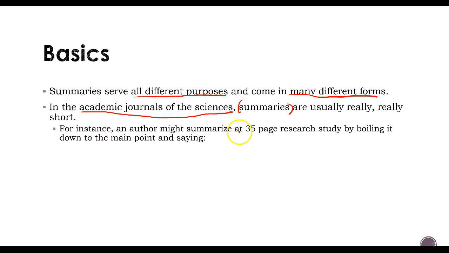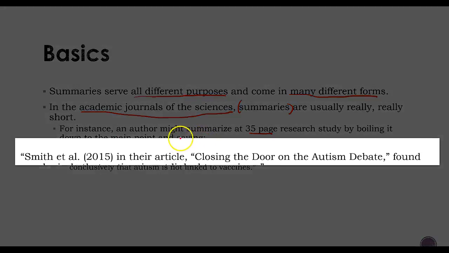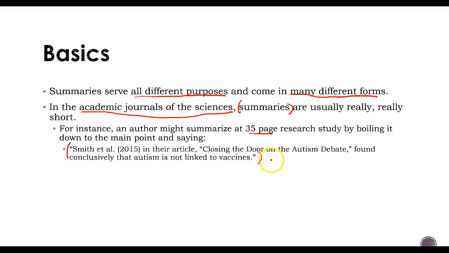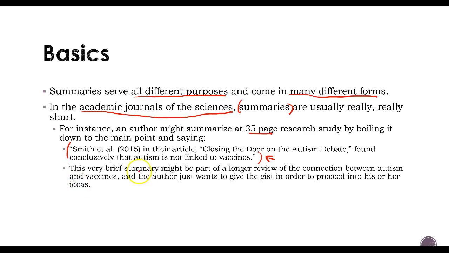For instance, an author might summarize a 35-page research study by boiling it down to the main point and just saying, Smith et al. 2015, in their article "Closing the Door on the Autism Debate," found conclusively that autism is not linked to vaccines. And that's all the author might say about this 35-page article. They're basically just summarizing it to tell us the main point of the finding of the article. So this really brief summary might be part of a much longer review of the connection between autism and vaccine, and the author just wants to give us the gist. This is basically what Smith et al. has to say about the topic.